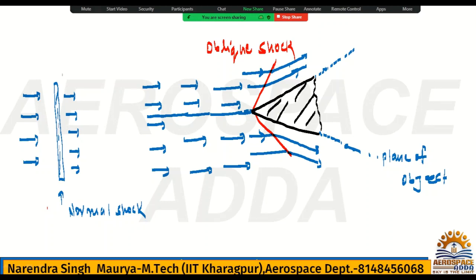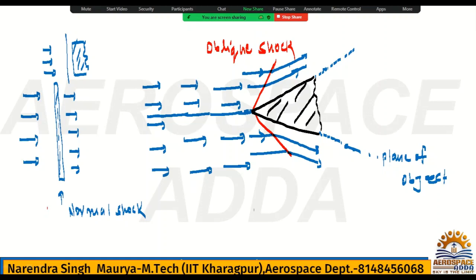And when it is formed, when one object is placed, suppose this is the object placed here, and this is the flow field. Because of this normal orientation of the object with the flow field, whatever shock is formed will be normal to the flow field like this. But now this object is inclined with the flow field, hence whatever shock is formed will be at some angle.